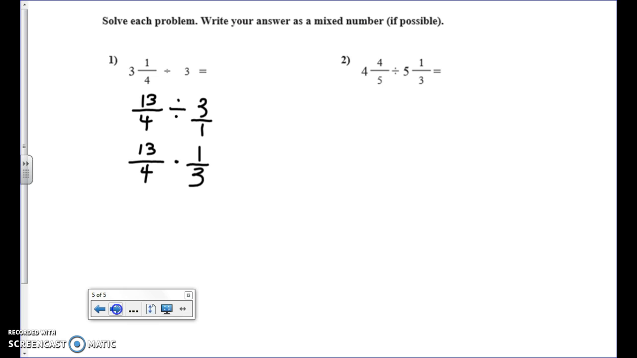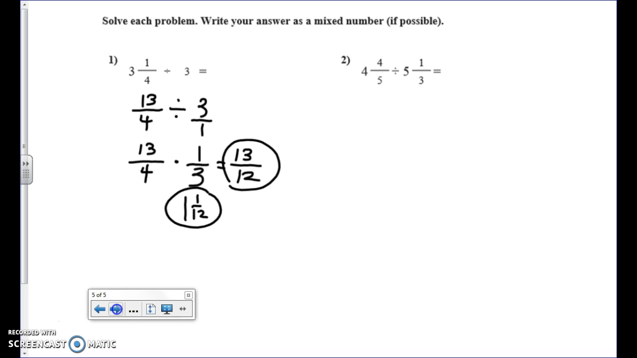And now I can reduce, reduce, cross reduce, cross reduce, and multiply. 13 over 12. Or if you like it better as 1 and 1/12, that would be fine as well. Just remember, if you reduce, reduce, cross reduce, cross reduce, you'll always have the simplest form when you're done. And now one more complicated.